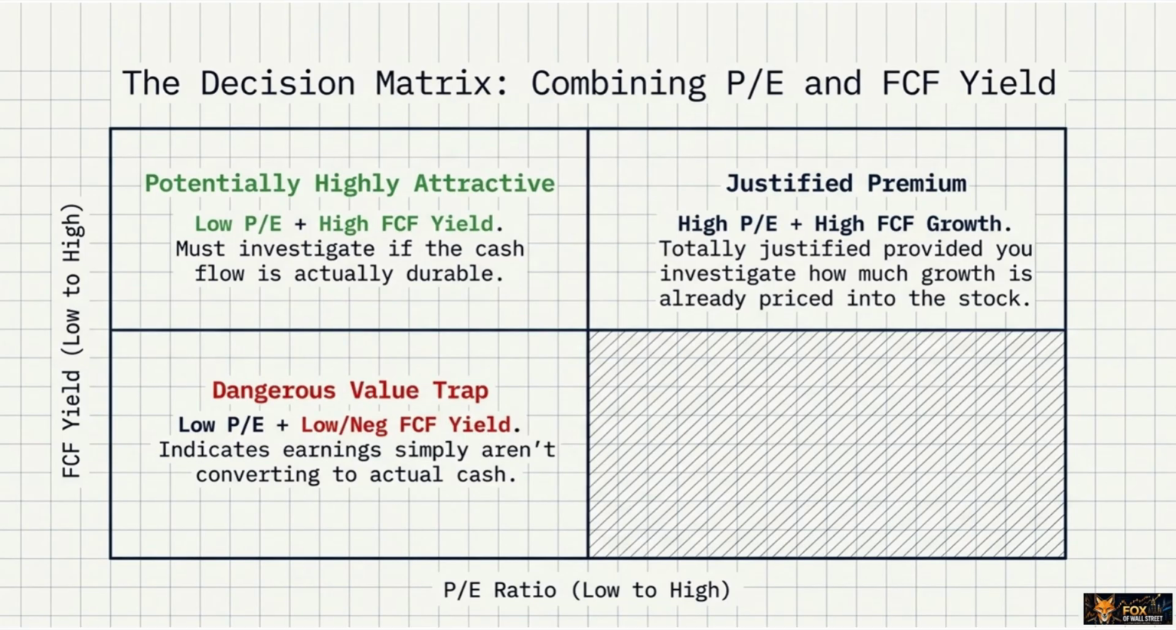Section 6. Complete Valuation Framework. Combining PE and FCF. The absolute strongest approach to investing, for beginners and pros alike, is not pitting PE against FCF yield, but rather combining them. Let's break down this decision tree. If you see a low PE and a high FCF yield, that's potentially very attractive, but you must investigate if that cash flow is actually durable. What if you see a low PE combined with a low or negative FCF yield? Well, that might indicate a dangerous value trap, where earnings simply aren't converting to cash. And a high PE with high FCF growth, that premium valuation might be totally justified, provided you investigate exactly how much of that growth is already priced into the stock.